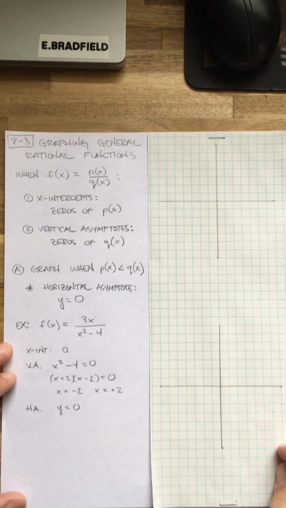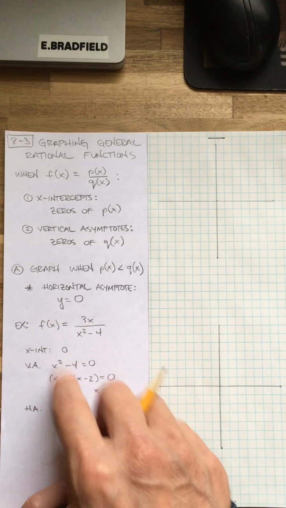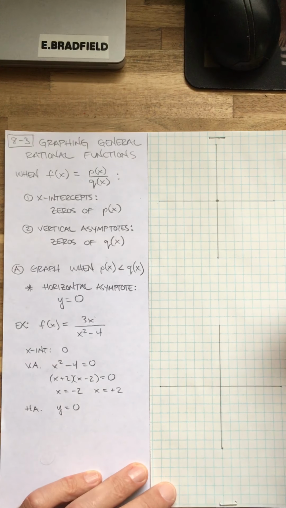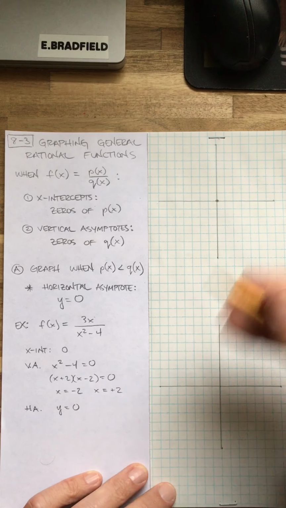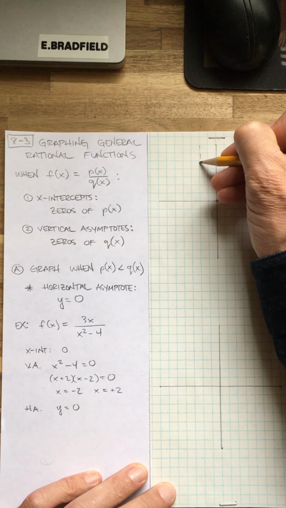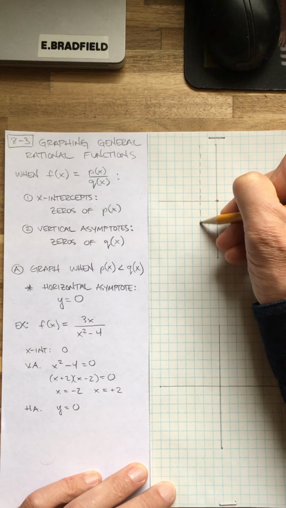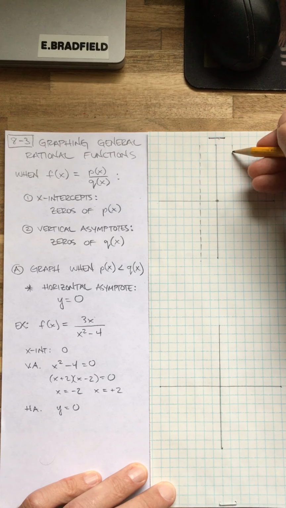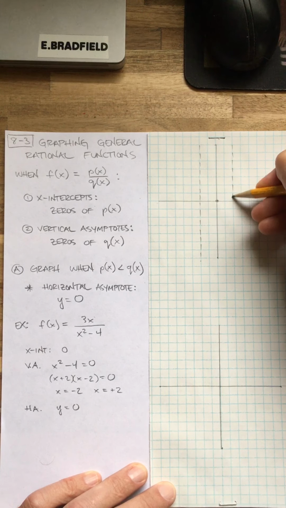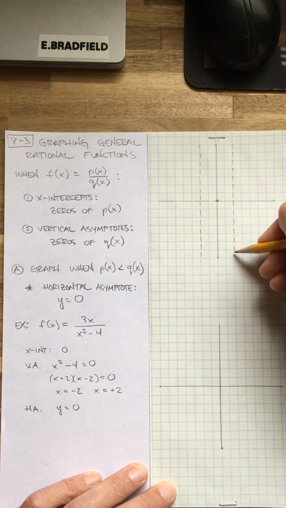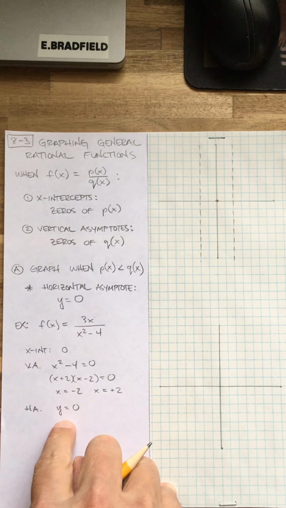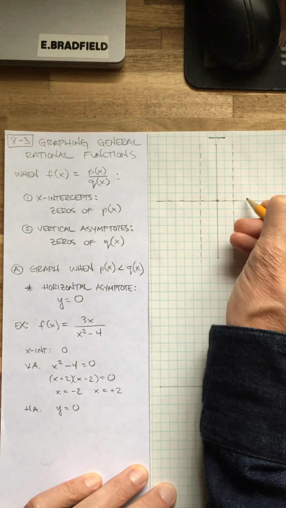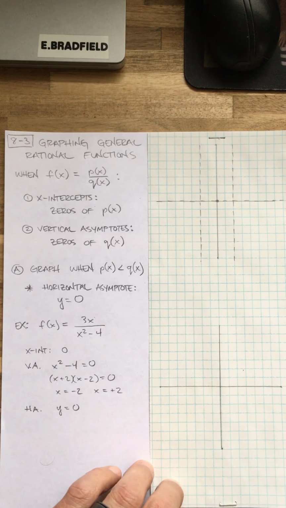All right, so now all we have to do is plot these things. My x-intercept is 0, so go ahead and put an x-intercept right there on 0. Then we have a vertical asymptote at x equals negative 2, so here's my vertical asymptote. Also a vertical asymptote at x equals positive 2, right here. And a horizontal asymptote of y equals 0, right here. Perfect, now we're set up.